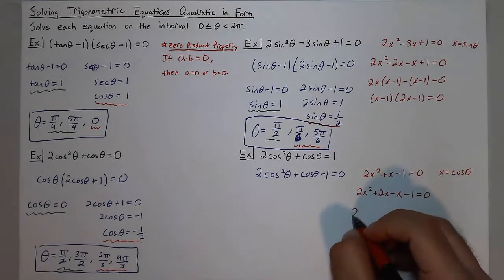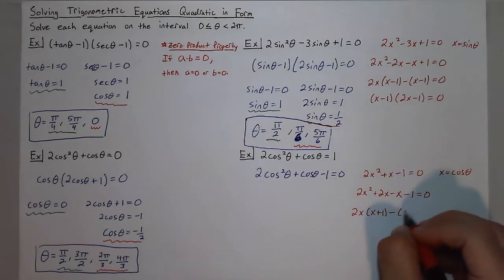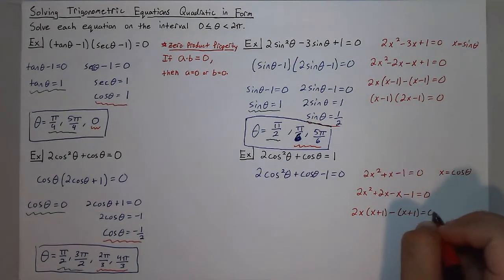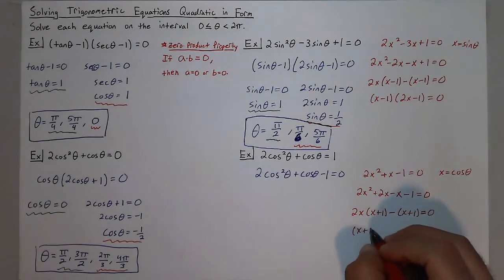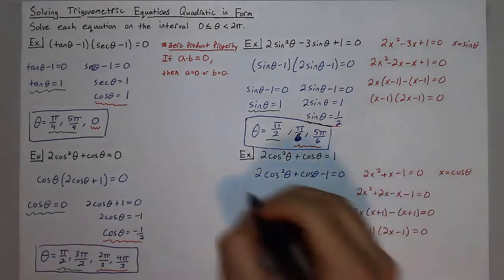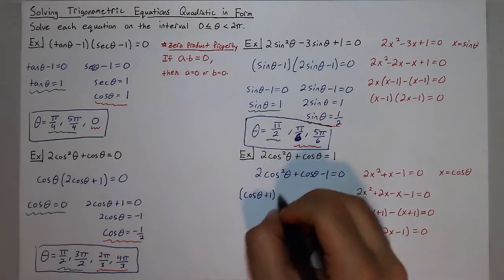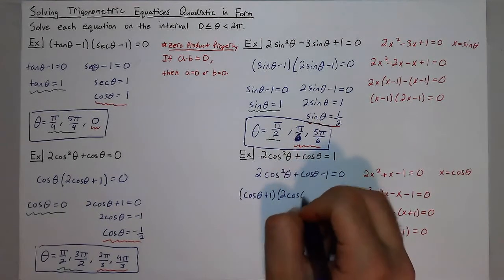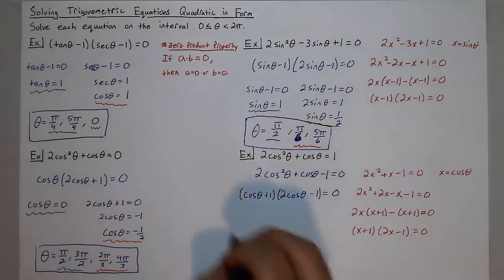Factor out the common factor, I get 2x times x plus 1. Factor out a -1, I get another x plus 1. And I have one factor of x plus 1 times 2x minus 1 equals 0. So my quadratic up here factors into cosine of theta plus 1 times 2 cosine of theta minus 1. Set each factor equal to 0.